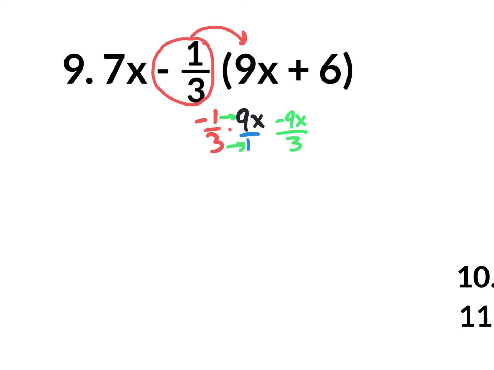And that could be done. -9 divided by 3, it is -3. And what about the x? Well, it's still there, so -3x is your answer, okay? I don't know, that might not have been all that great to understand.